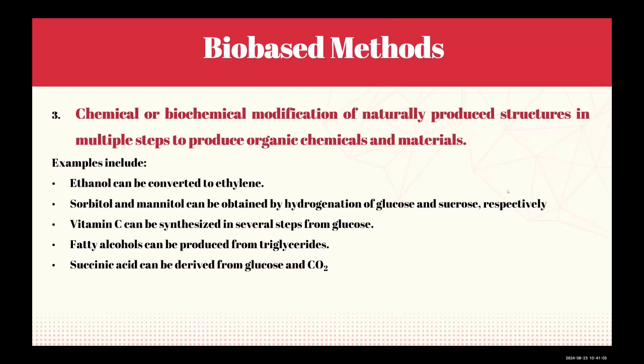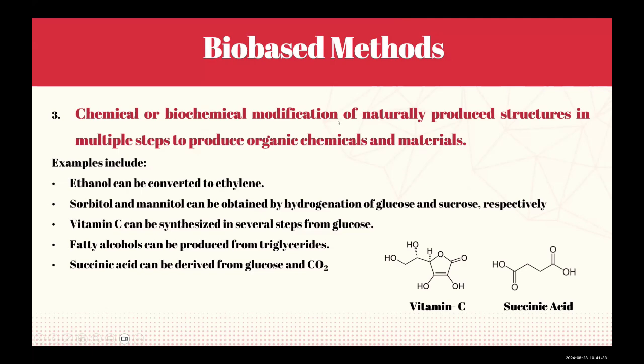Then we have fatty alcohols, which are derived from triglycerides, and these are important in the production of detergents and surfactants. Then finally, we have succinic acid, which can be derived from glucose or carbon dioxide, and this is used in the production of biodegradable plastics, resins, and other materials. So here at the bottom right, we have the molecular structure of vitamin C and succinic acid, just for your reference.